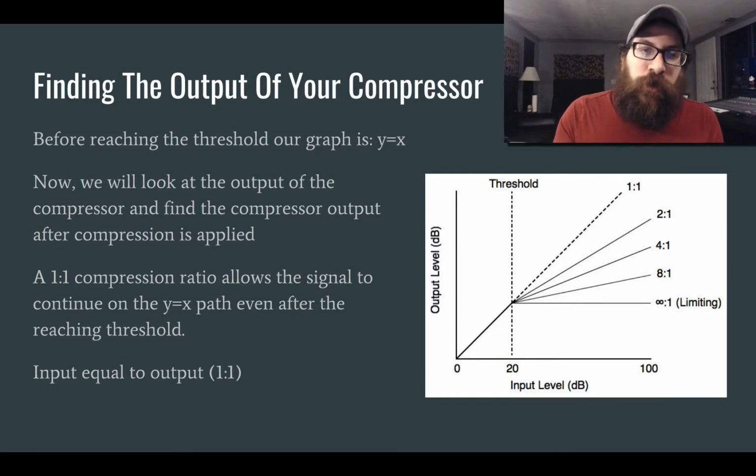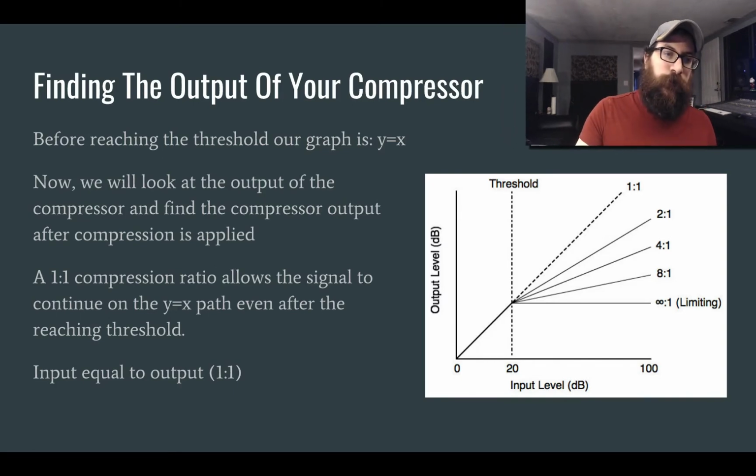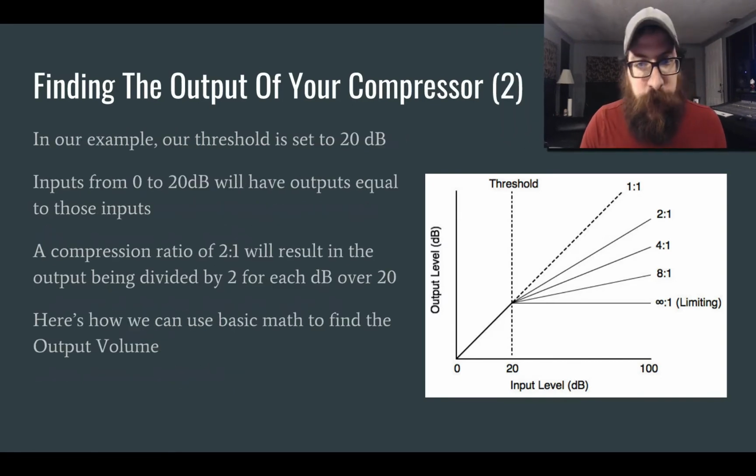Now, we will look at the output of the compressor and find the compressor output after compression is applied. A 1-to-1 compression ratio allows a signal to continue on the path y equals x, even after reaching the threshold. So 1-to-1 means there's no compression being done. It's a pass-through of the signal. Now, what if it's not a pass-through of the signal?